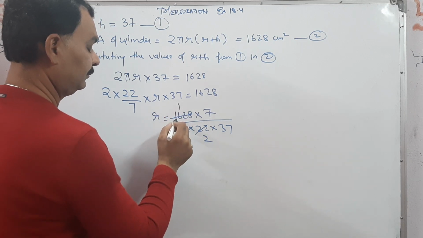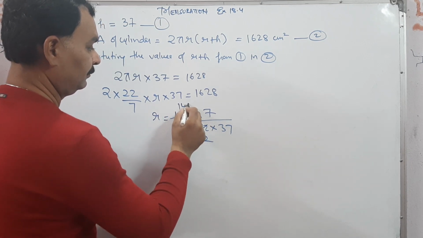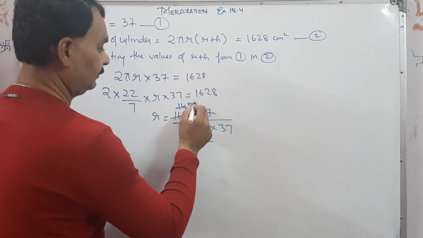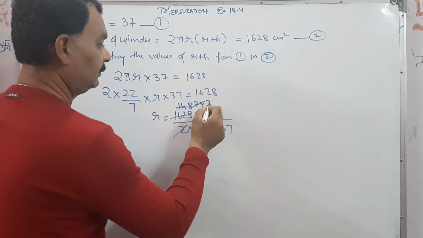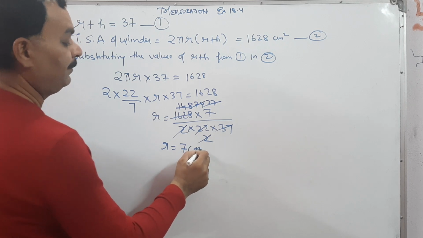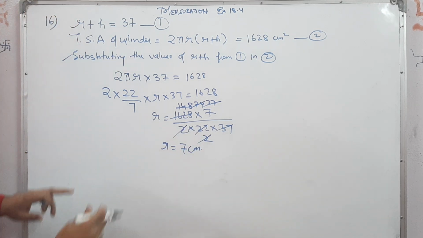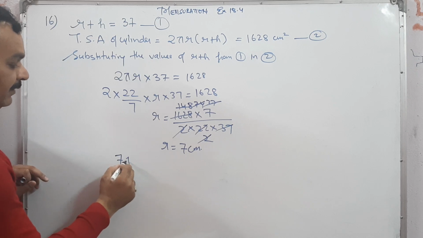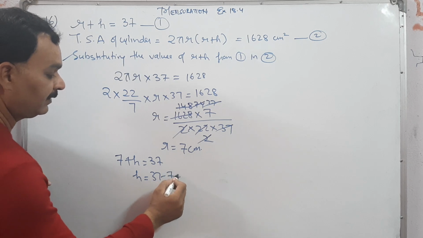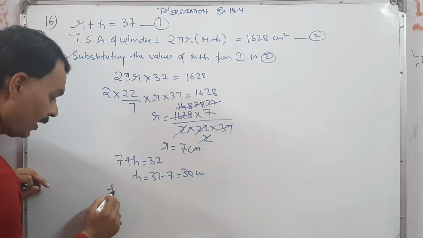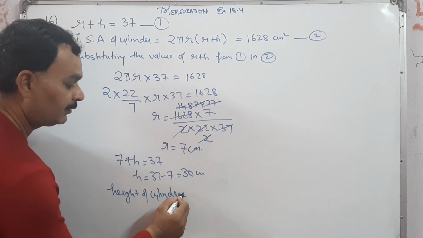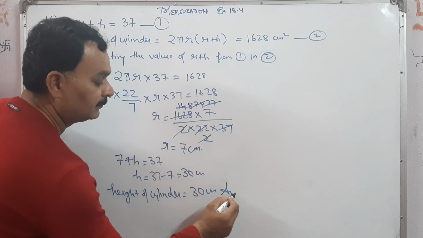R is equal to 7 centimeter. Now substituting the value of R in the first, 7 plus h is equal to 37. So h is equal to 37 minus 7, that is 30 centimeter. So the height of the cylinder is equal to 30 centimeter. This is your first answer.